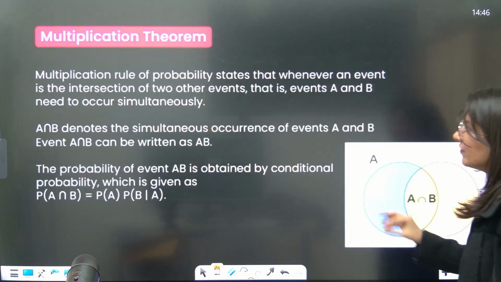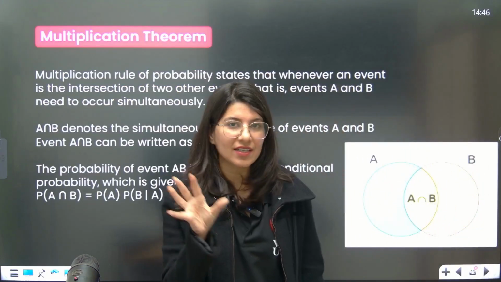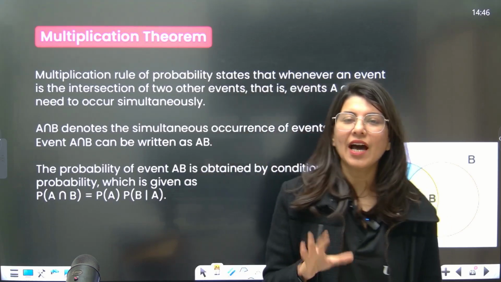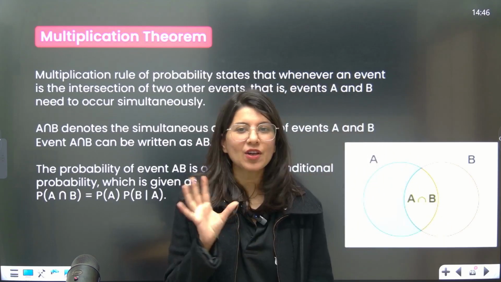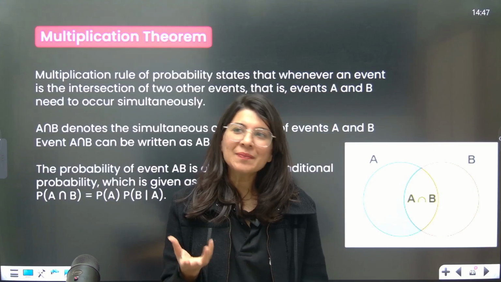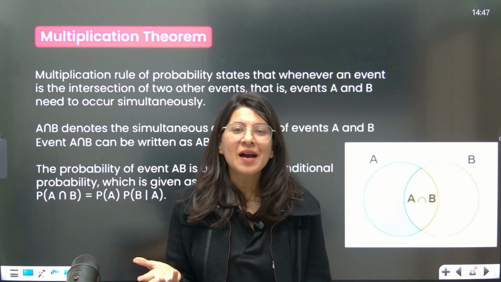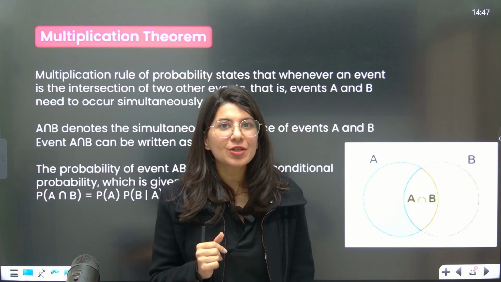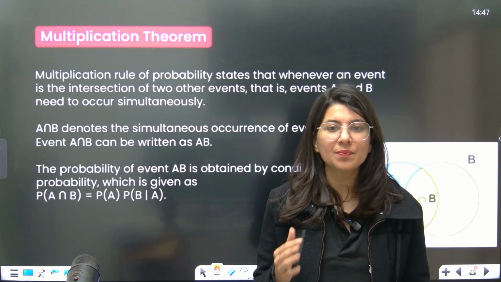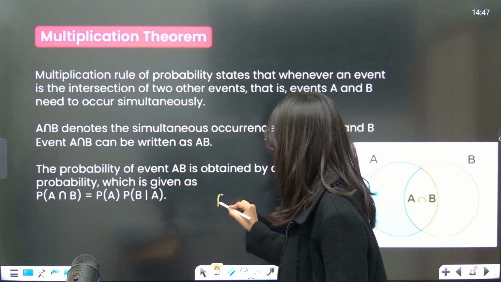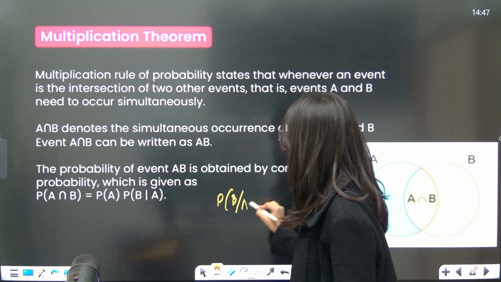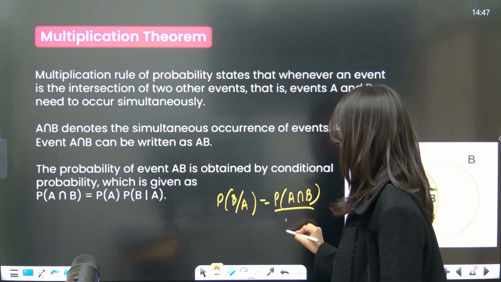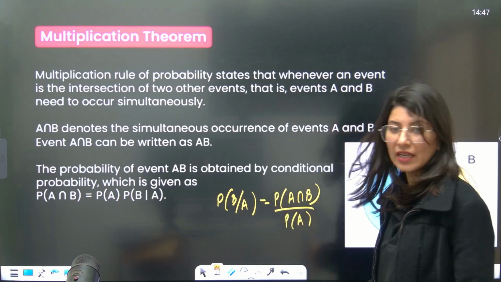Before the next problem, we need to study something very urgent, and multiplication theorem is the topic. Now, I'll make your life very, very easy. Multiplication theorem is nothing but the same thing, conditional probability. Conditional probability: probability of B, given that A has already occurred, is probability of A intersection B upon probability of A. That's it.